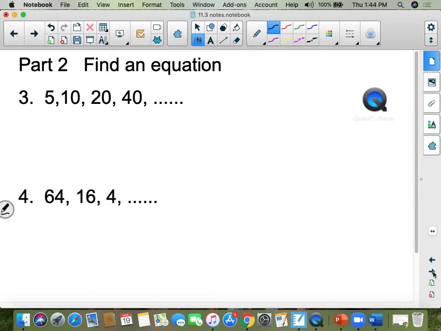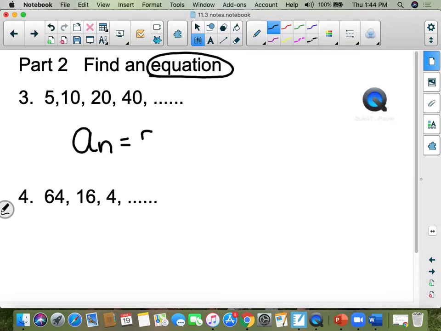Okay, find an equation just like we did with arithmetic. Again, if you're finding an equation, you're not finding an answer. You're going to have a variable as part of your answer. This one's easier than yesterday. You don't have to simplify this one. All you're going to do is AN.